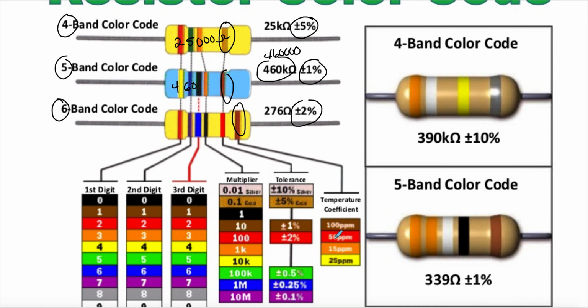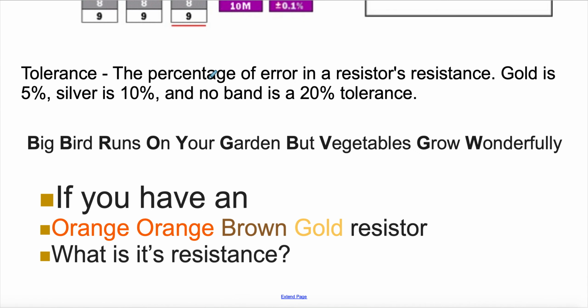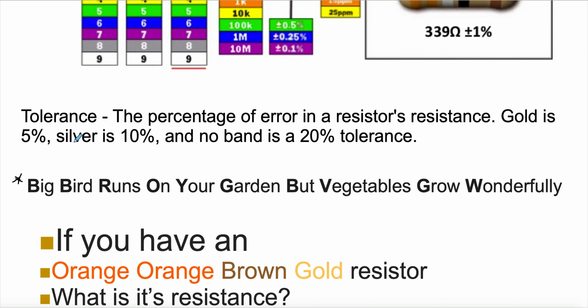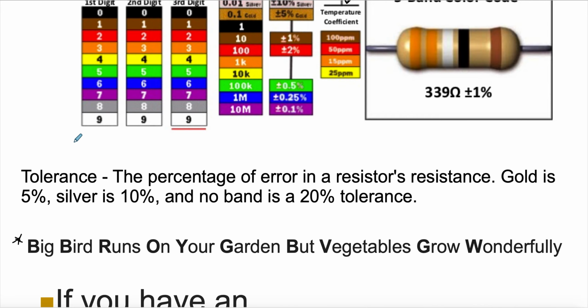So it's 100 parts per million, 50 parts per million, 15 parts per million, 25 parts per million. This is not that necessary. We're going to be working with usually the 4s and 5s. So if you would like to memorize your colors, something you can use: Big bird runs on your garden, but vegetables grow wonderfully. I don't know how many people actually memorize this, but there are plenty of acronyms out there for you to memorize this. But this would be black, brown, red, orange, yellow, green, blue, violet, gray, and white.